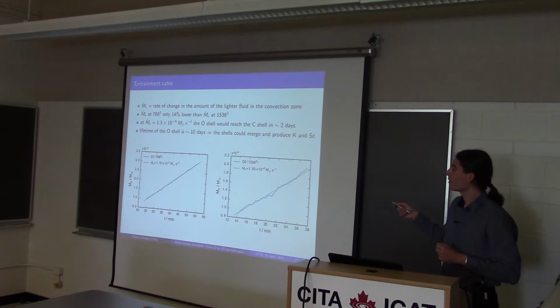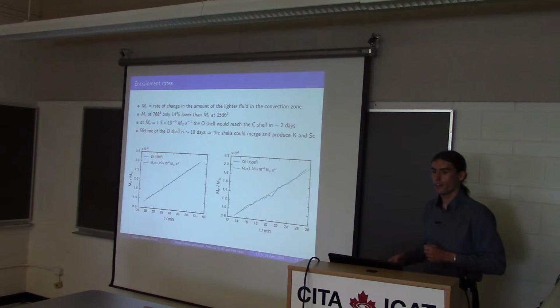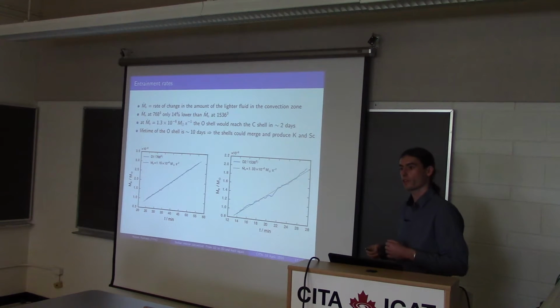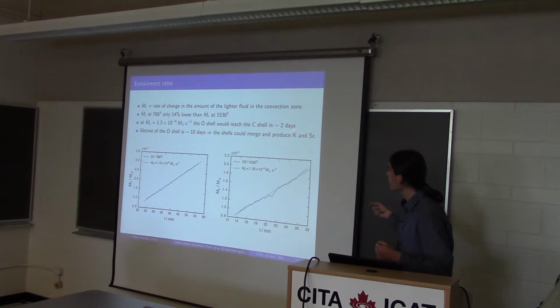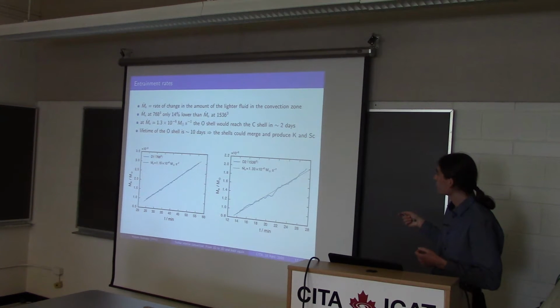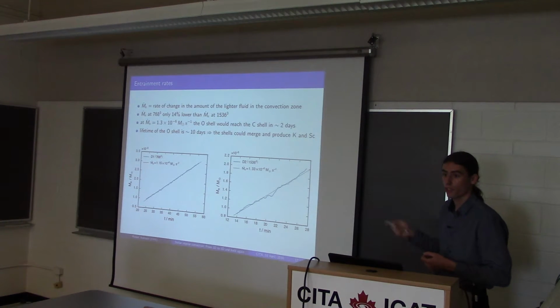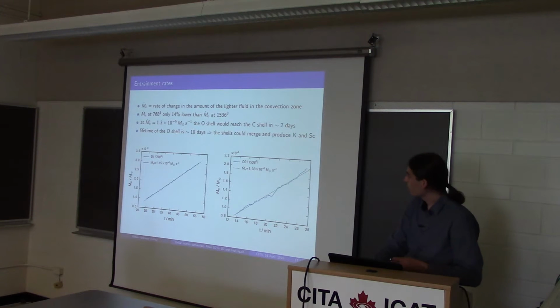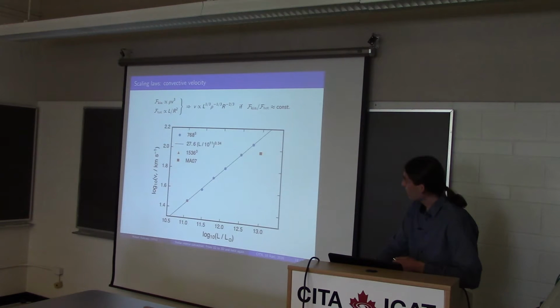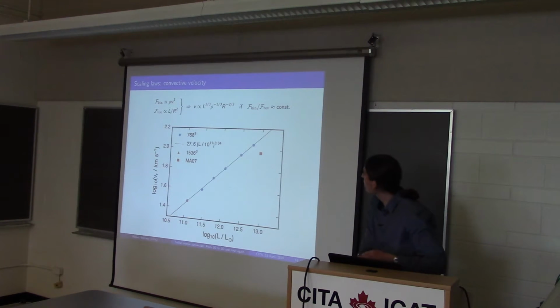So if convection really happens in this star in this way, at this rate, then these two shells could merge because the oxygen shell lives for 10 days, which is much more than this. So these shells could merge and produce some nucleosynthesis, producing potassium and scandium, as I mentioned at the beginning. We didn't do this calculation yet, but this is just an estimate, and it leads to interesting things. I don't have that much time, but I'll go through this quickly, hopefully.